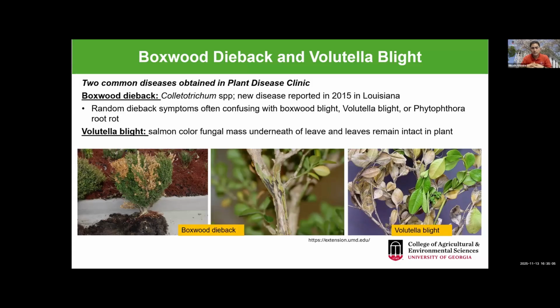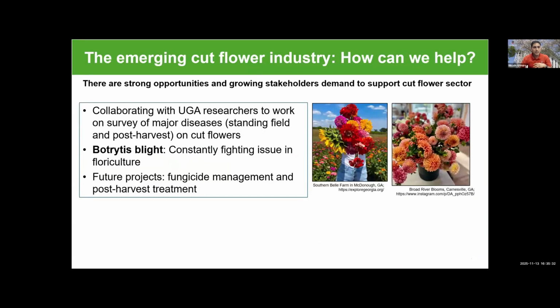And then I get calls from some of the county agents or even from clientele asking how they can identify the pathogen. They send me pictures, but it is very difficult, so I ask them to send the plant sample to the clinic so that we can accurately diagnose. With Volutella blight, the diagnostic feature is a salmon-colored fungal mass underneath the leaves, and the leaves are still intact on the plant, versus boxwood blight, where the leaves are already defoliated.